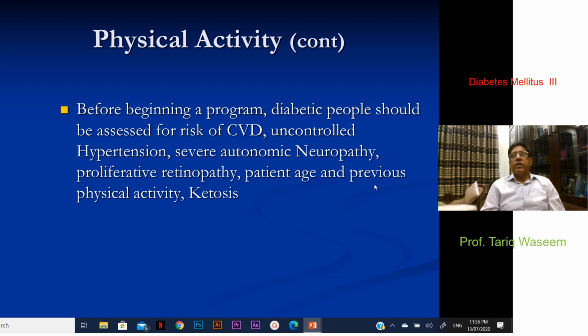Those who have proliferative retinopathy, or are elderly, or have been previously physically inactive should not be started on a very aggressive physical activity program there and then. And the same goes for those who had an episode of ketoacidosis or ketosis; they are not very good candidates to start physical activity on an aggressive pattern.